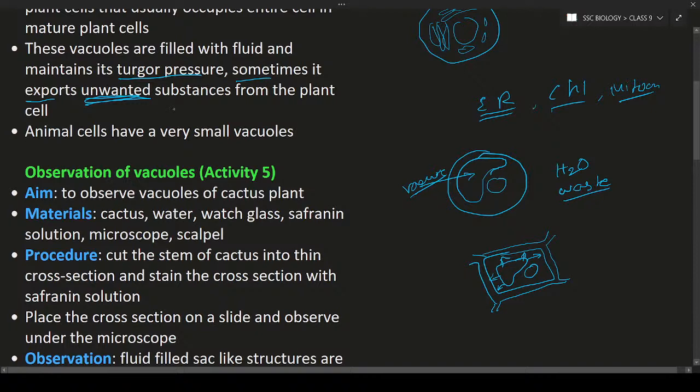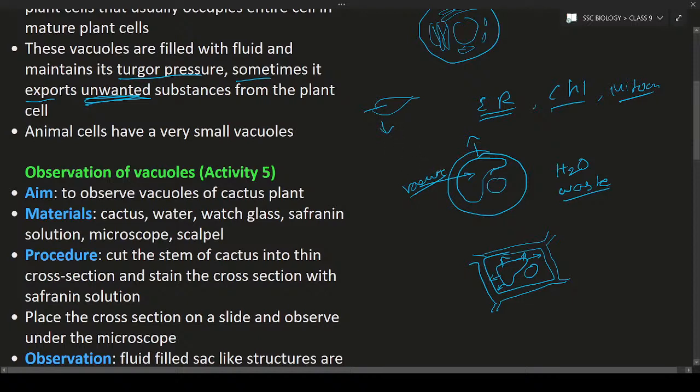By leaf fall. Sometimes leaves will grow, and when the leaf becomes old, the leaf will fall down. Already each and every leaf cell has a vacuole. So when the leaf falls down, what happens?